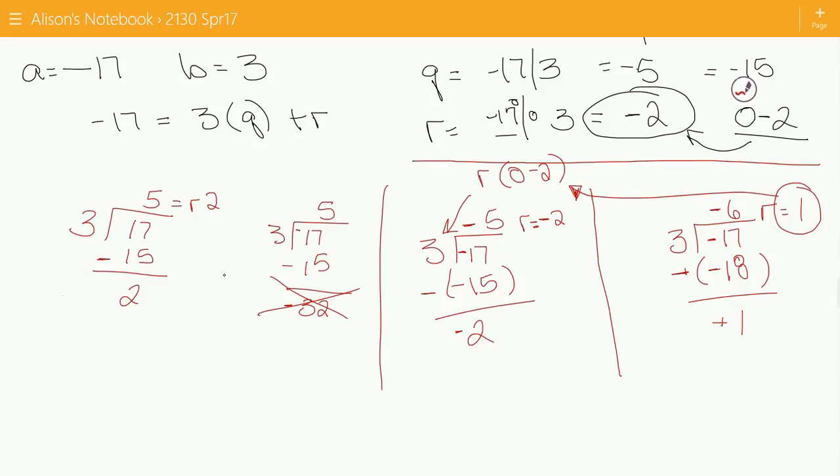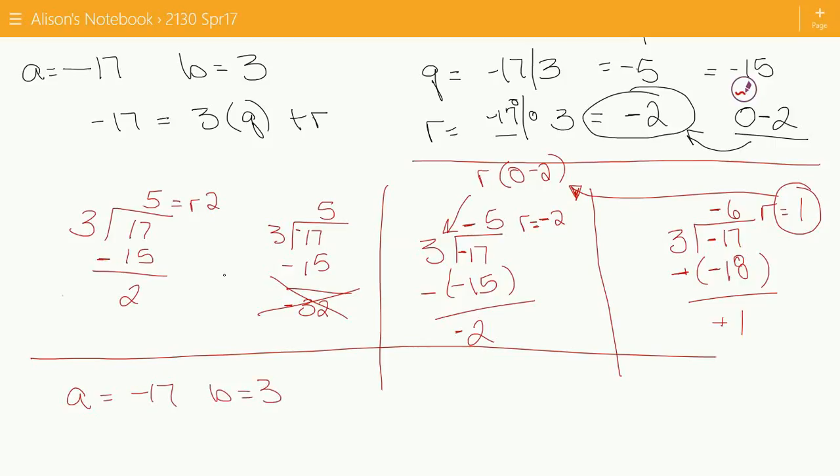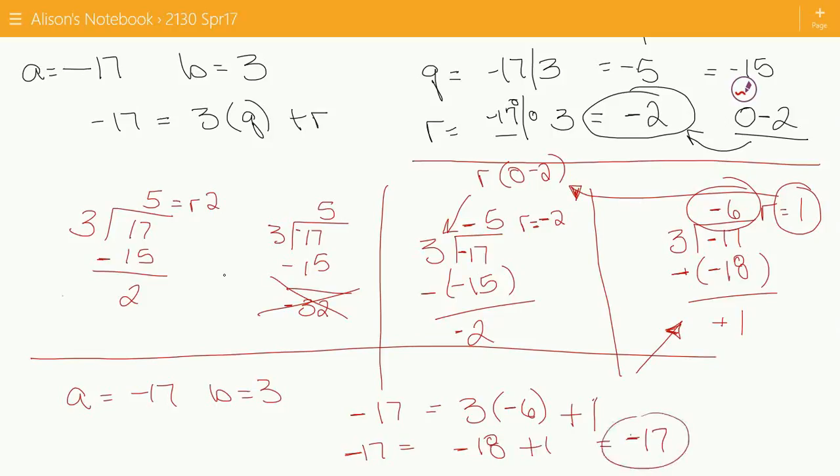So if I look back at the problem that I was trying to solve originally, which was a is equal to a negative 17 and b is equal to 3, we're going to find out that this is the only quotient that is going to allow my remainder to be a positive 1, which means that a negative 17 can be represented as a positive 3 multiplied by the quotient. Well, here is my quotient, which is a negative 6. And then I'm going to add my remainder, which is 1. If I wanted to verify this, I would say a negative 17 is equal to, well, 3 times a negative 6 is a negative 18. A negative 18 plus 1 is indeed a negative 17. And so I can tell that these two values are indeed the same.